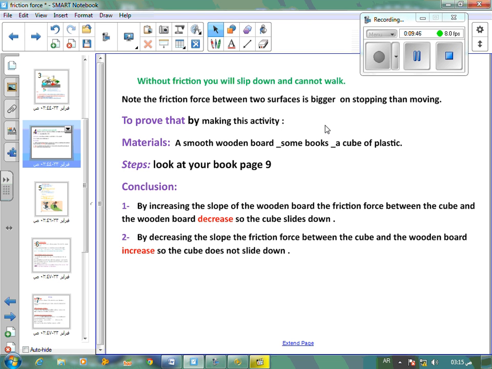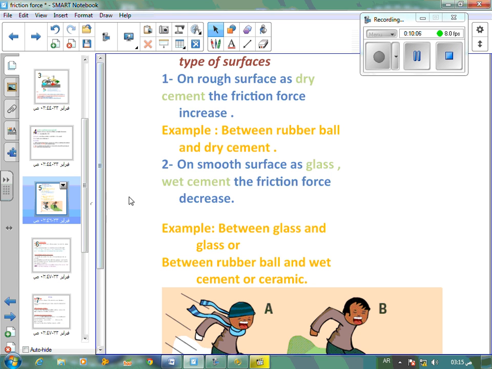But by increasing the number of books, we found the cube of plastic will move. This is because by increasing the slope of the wooden board, the friction force between the cube and the wooden board decreases. So the cube slides down. But by decreasing the slope, the friction force between the cube and the wooden board increases, so the cube doesn't slide down.